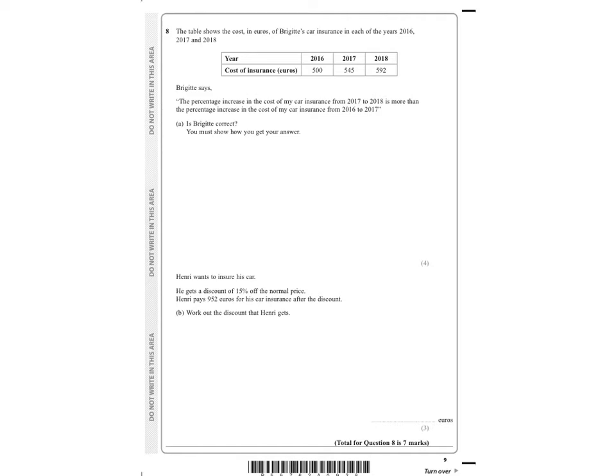If we work on 2017 to 2018 first, I'm going to find the difference. So 592 minus 545, and then I'm going to divide it by the original, which was 545. I can then multiply this by 100, and this is going to give me 8.6%.